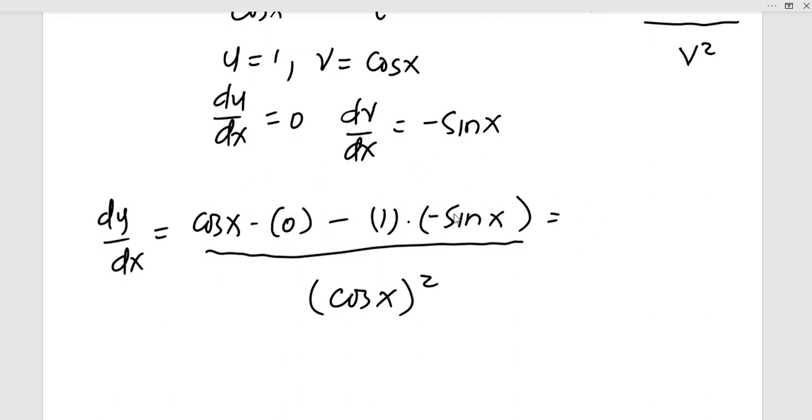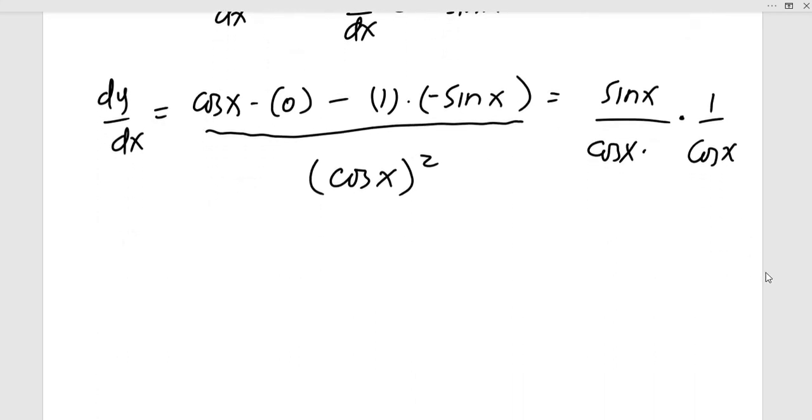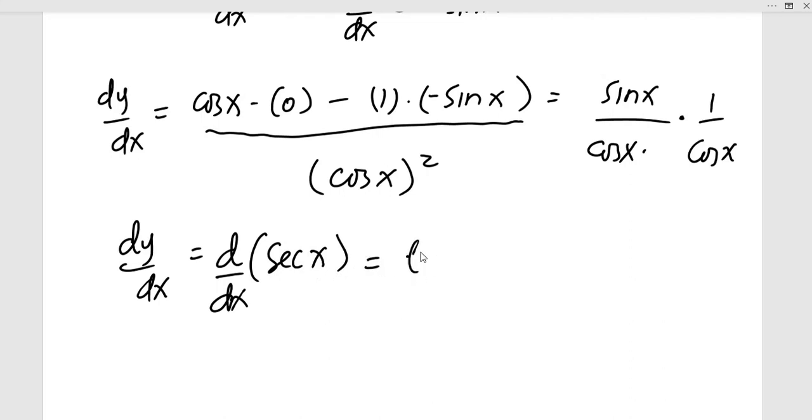Then this negative 1 times the negative sine x, I will have sine x divided by cos x times 1 out of cos x. What is sine x divided by cos x? That is tan x. Then 1 out of cos x is sec x. Therefore, dy dx, which is equal to d dx of sec x, is equal to tan x sec x. As simple as that.